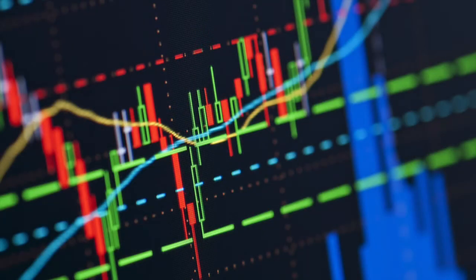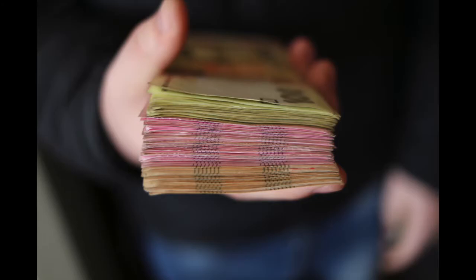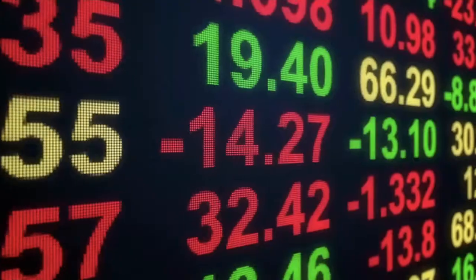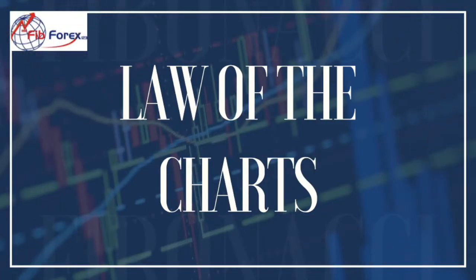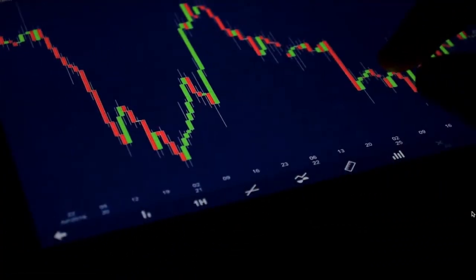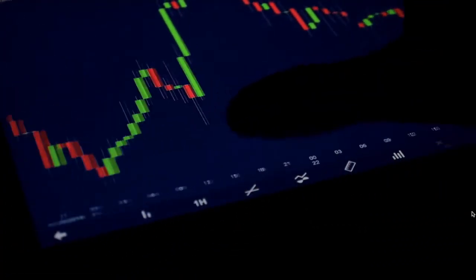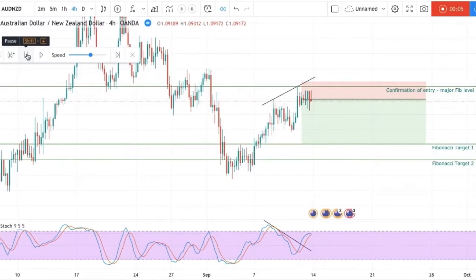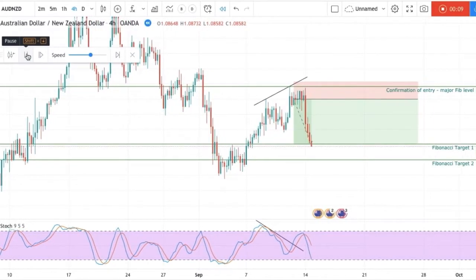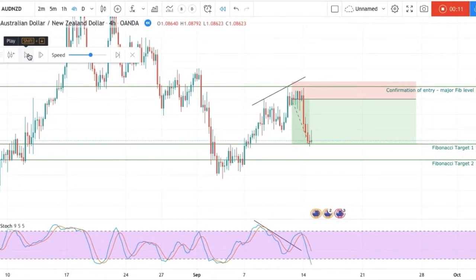Now, this holds true of any market, whether you're trading currencies, commodities, or equities. Every market follows what we call the law of the charts. Here at Fibforex, we look for these patterns which will align us with the professionals. In short, we wait for the professionals to create these traps and then enter the trade along with them.